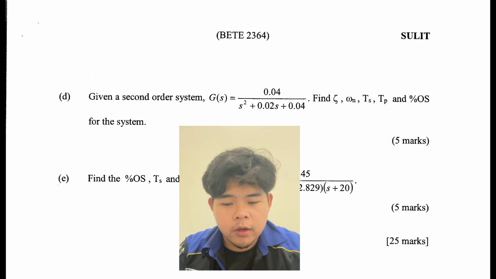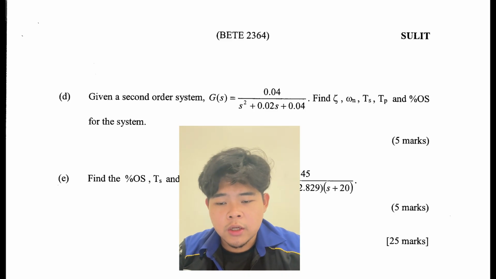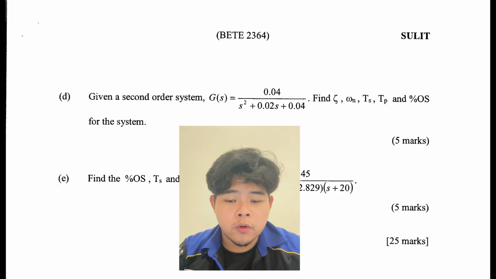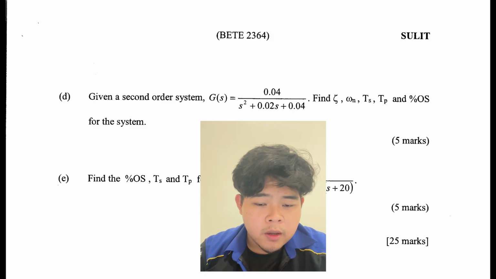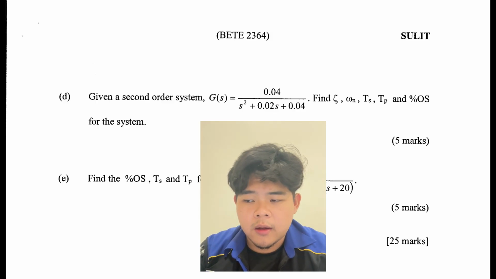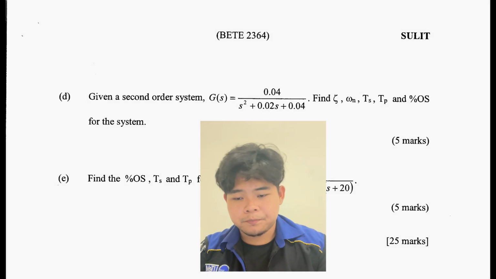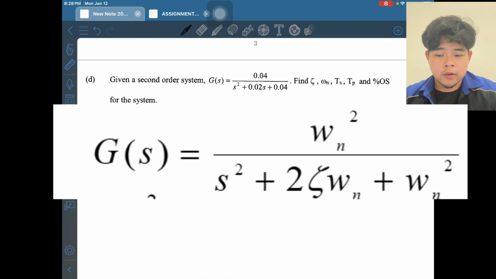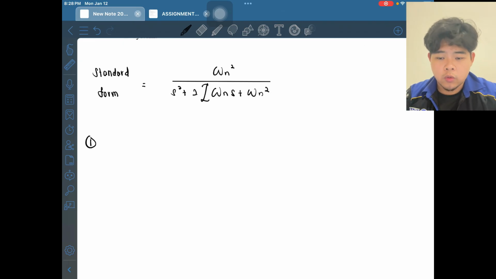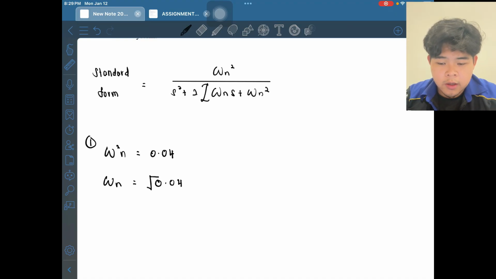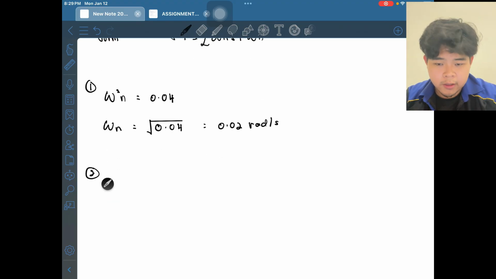Okay, now we're going to move on to the last question, question 3. Given a second order system G(s) equals 0.04 over s squared plus 0.02s plus 0.04, find sigma, omega n, settling time, tp and percentage overshoot. So from our lecture notes we can determine the standard form, which is omega n squared over s squared plus 2 sigma omega n s plus omega n squared. So the first step, omega n squared equals 0.04, omega n equals the square root of 0.04, so we will get a total of 0.2 radian per second.